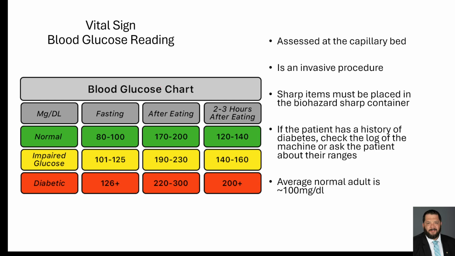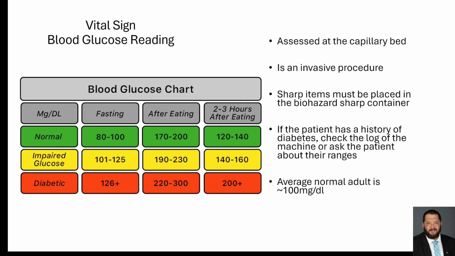As far as glucose reading goes, this is assessed at the capillary bed. You can see here is a chart of normal glucose readings. Understanding, just like the rest of the vital signs, this can vary widely among your patients. Your normal adult patient is around 100 milligrams per deciliter. If the patient does have a history of diabetes, they will either have a log book, typically, or you can access the log in the machine to see what their normal glucose ranges may be.